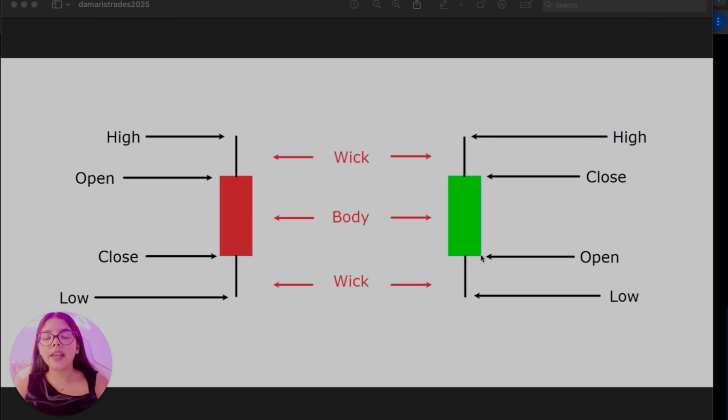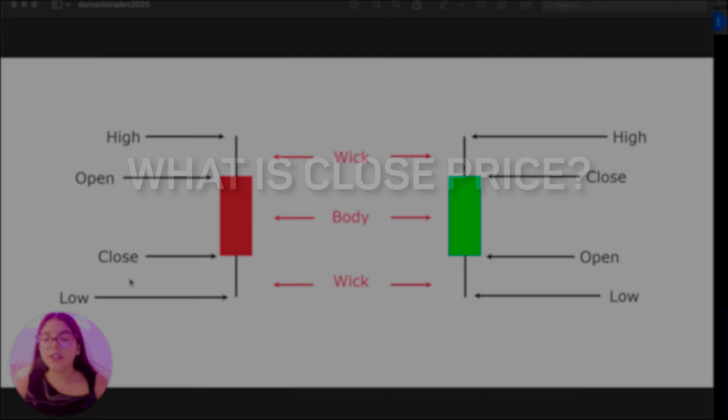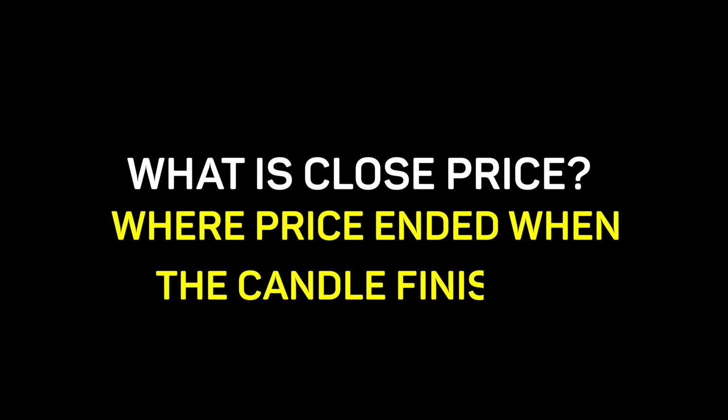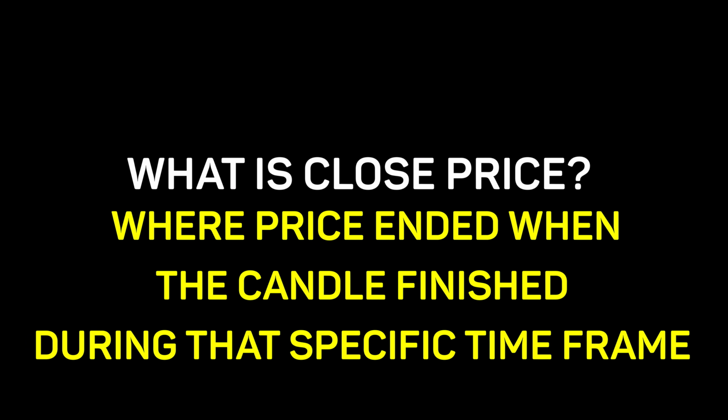The reason why candles are green is because price went up. So you could see that represented with the open price being lower than the close price of a green candle. That shows that the price went up during that time frame. When we look at a red candle, you could see that the open price is higher than the close price, representing that price went down. So the other part of the candlestick that we can identify is the close price. The close price is where price ended when the candle finished during that specific time frame.